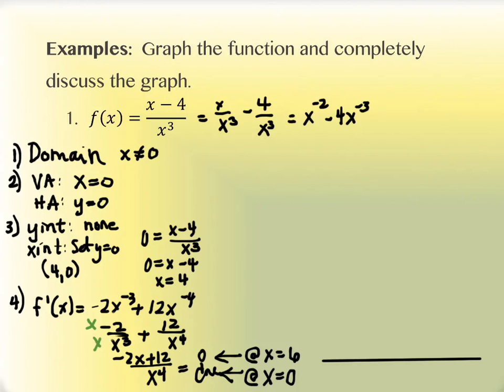So here's my sign chart. I'm going to put in the x values that I just found, 0 and 6. And I want to do test values on either side of these, and in between. So what's a value you'd like to choose before 0? Negative 1. Between 0 and 6? 1. How about after 6? 7? Okay. All right, so these are our 3 test values.